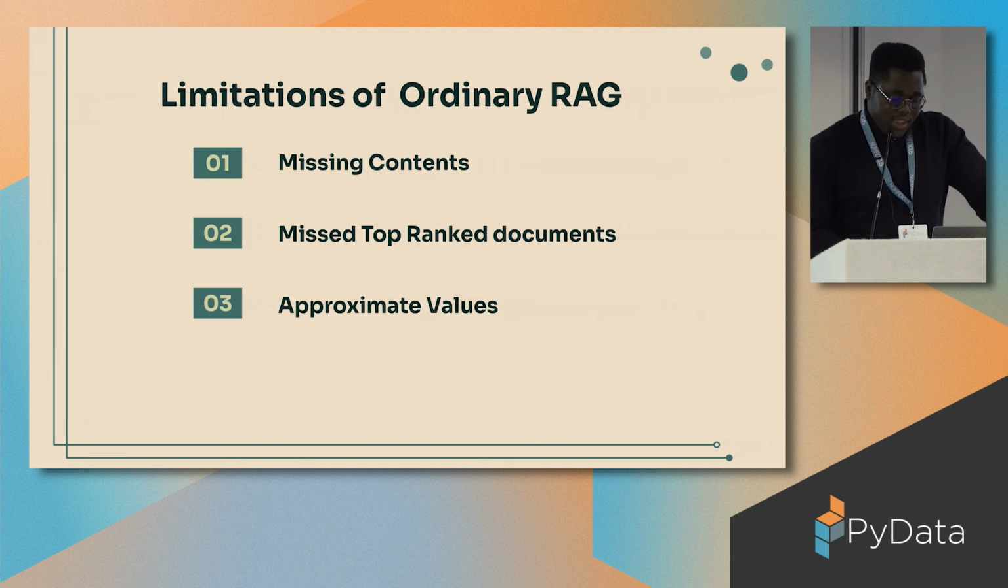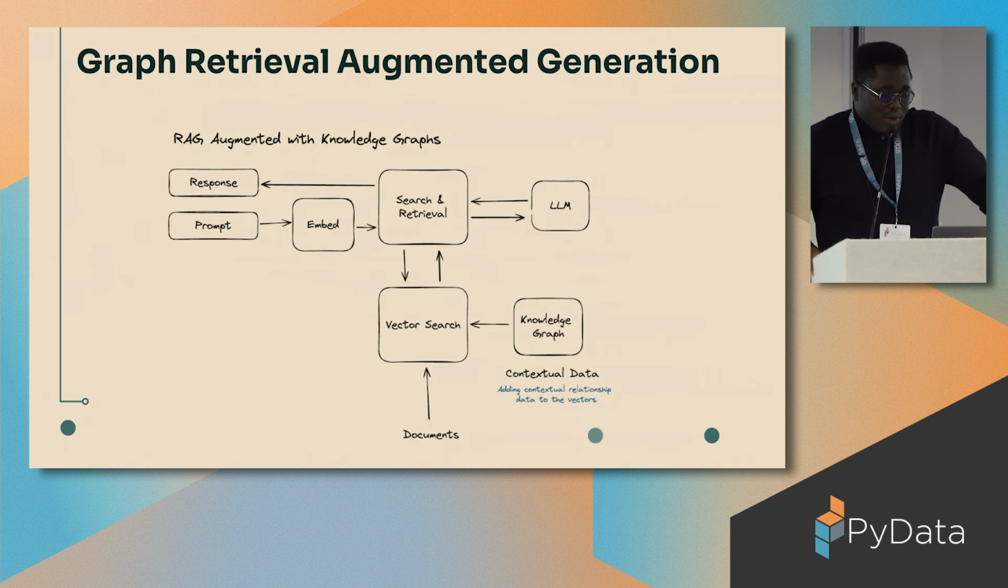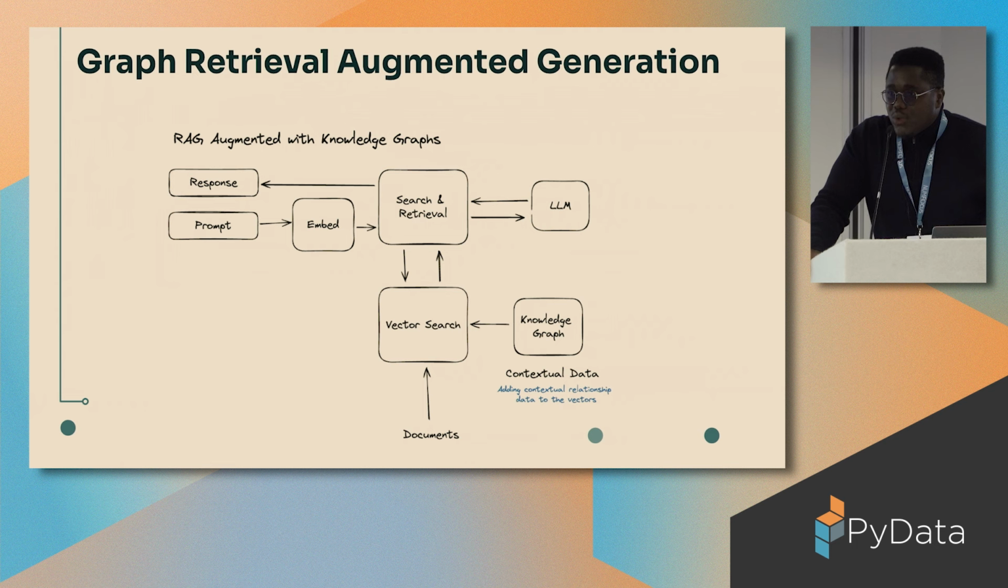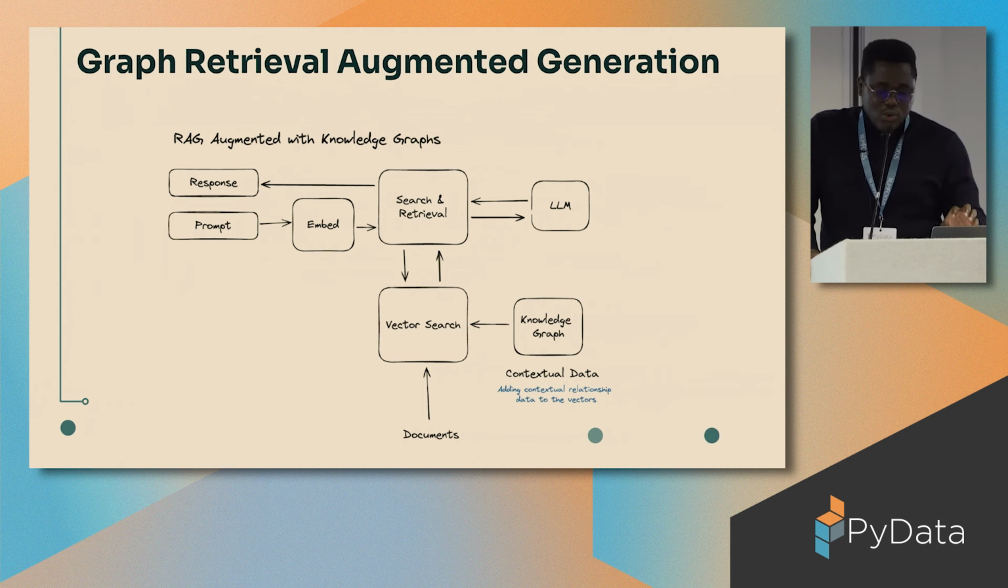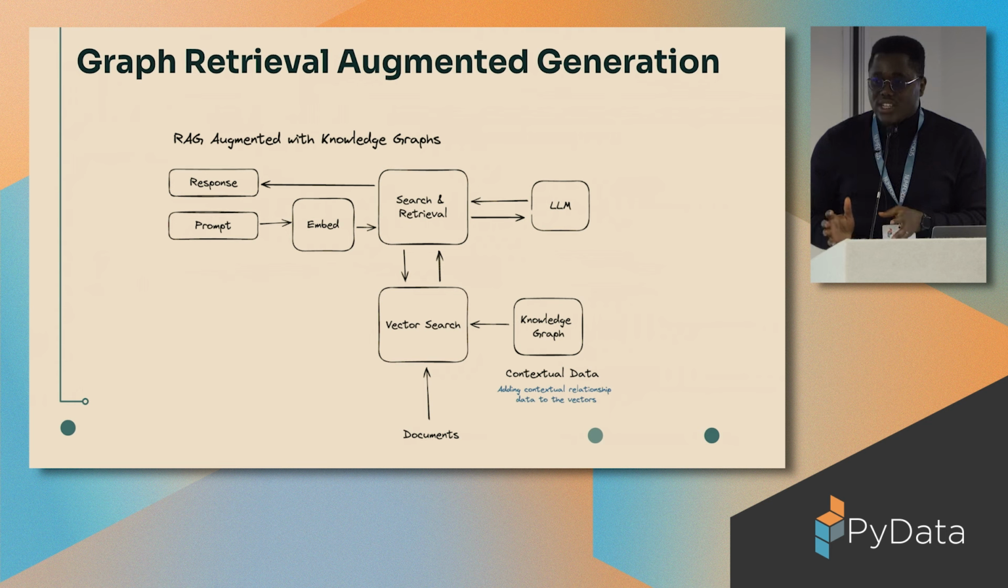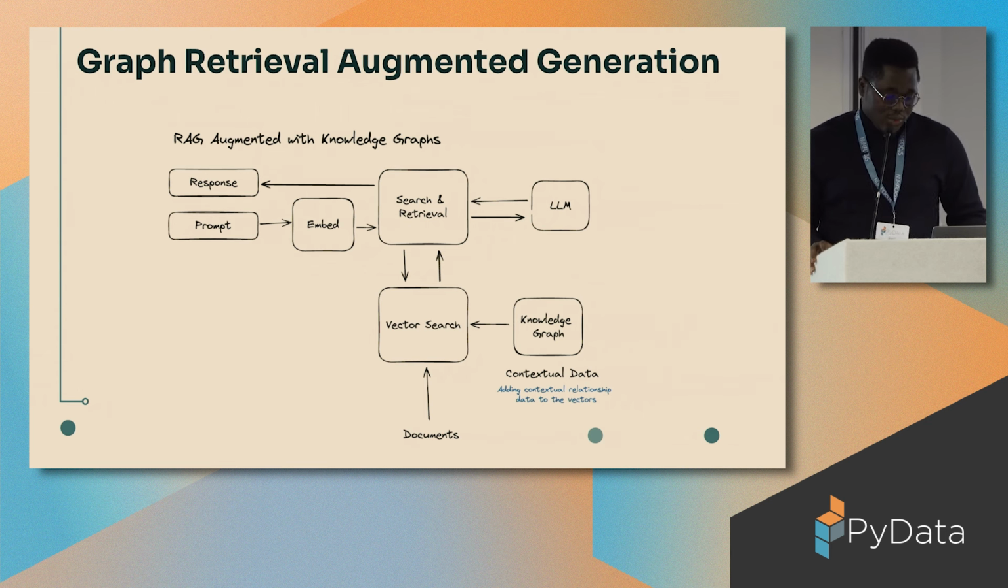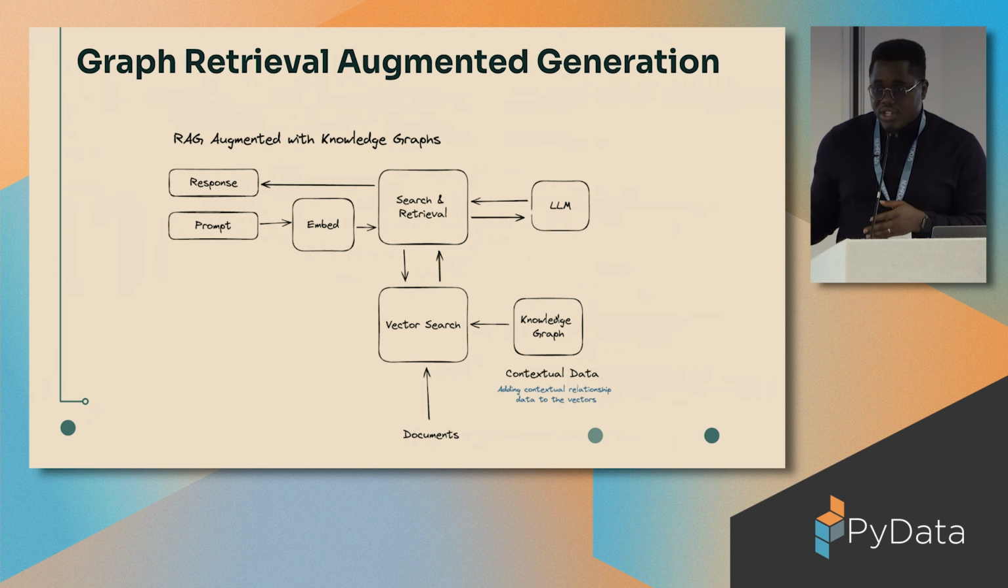And yeah, so let me digress. Let me now go back to graph database. The difference between ordinary RAG and graph database is just the fact that you are giving more contextual data to the LLM. And that's what is happening here, adding more contextual data based off of the relationship.